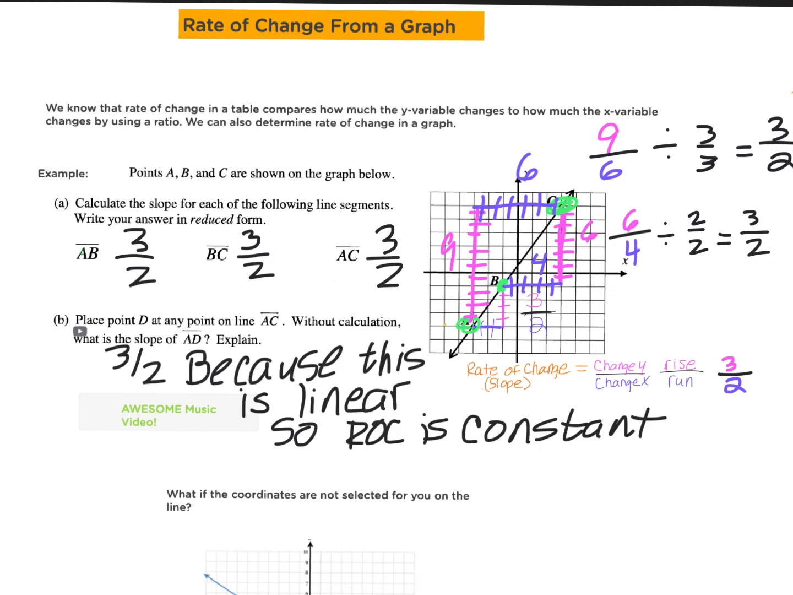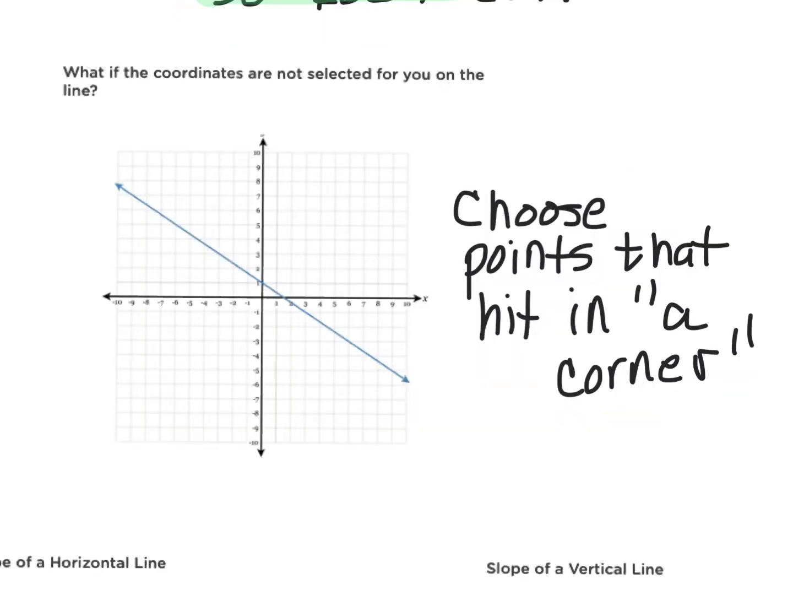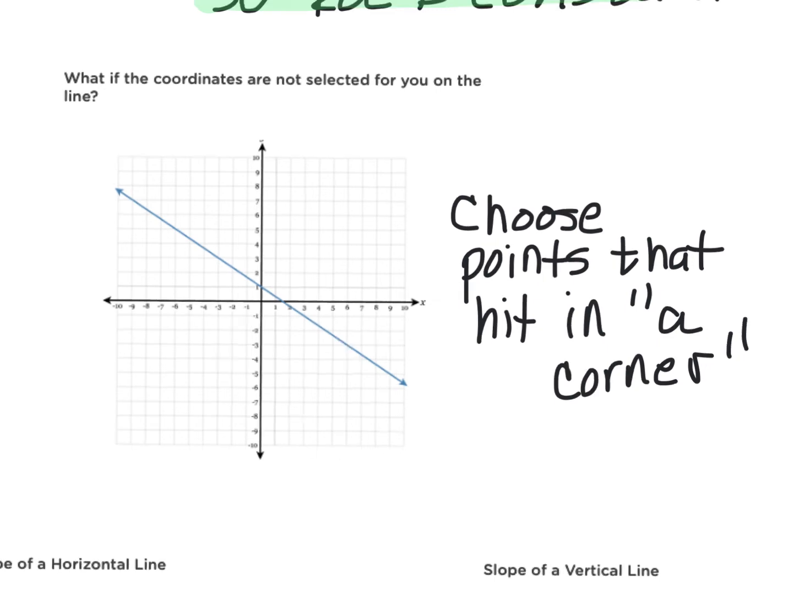So that takes us to our final point that was asked on the notes. If we put a point anywhere on this graph and we found the slope, what would the slope be? Well, the slope would be 3 over 2 because this is linear, and so the rate of change is constant. So no matter what, the rate of change is always going to be the same because, again, this is a linear function.